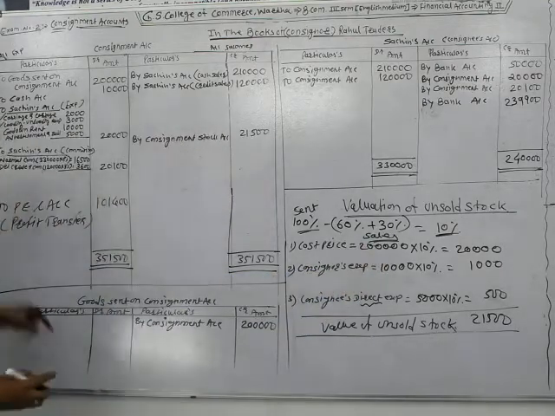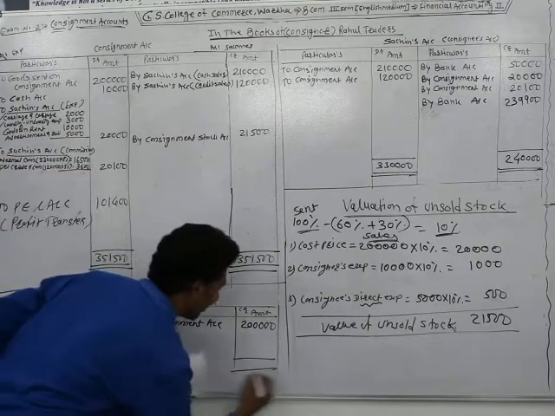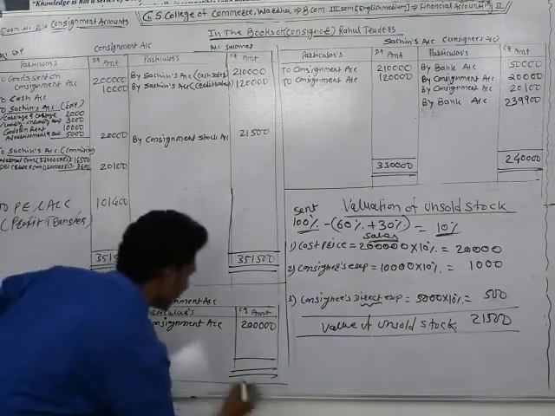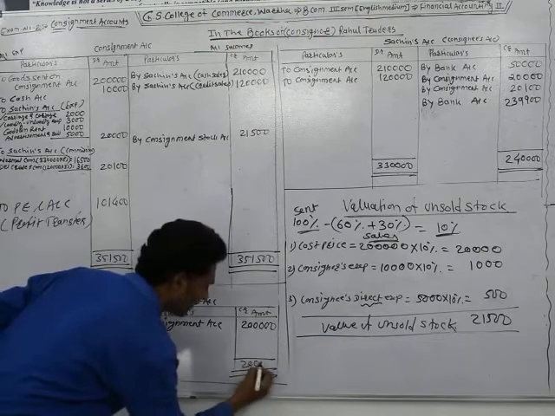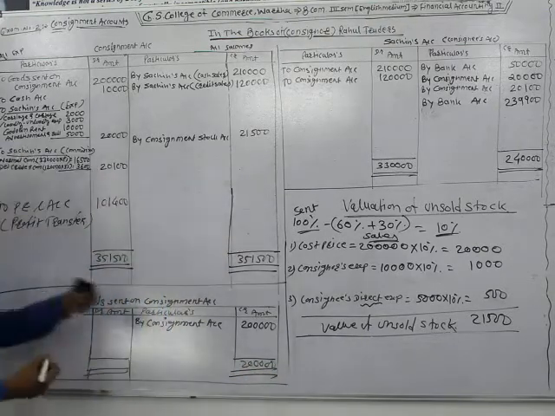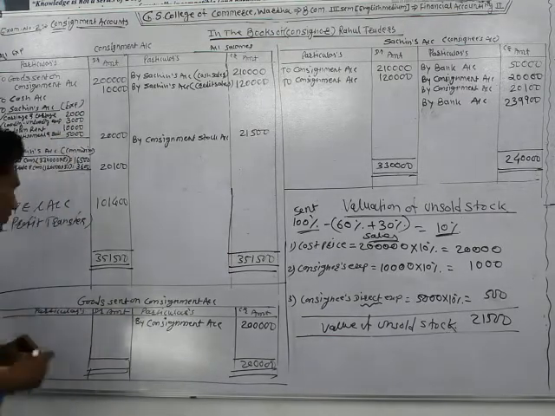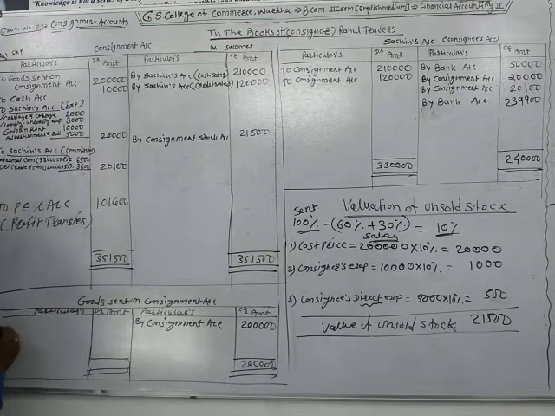Rupees 1,01,400. Total becomes 3,51,500 on both sides. The consignment account is closed.